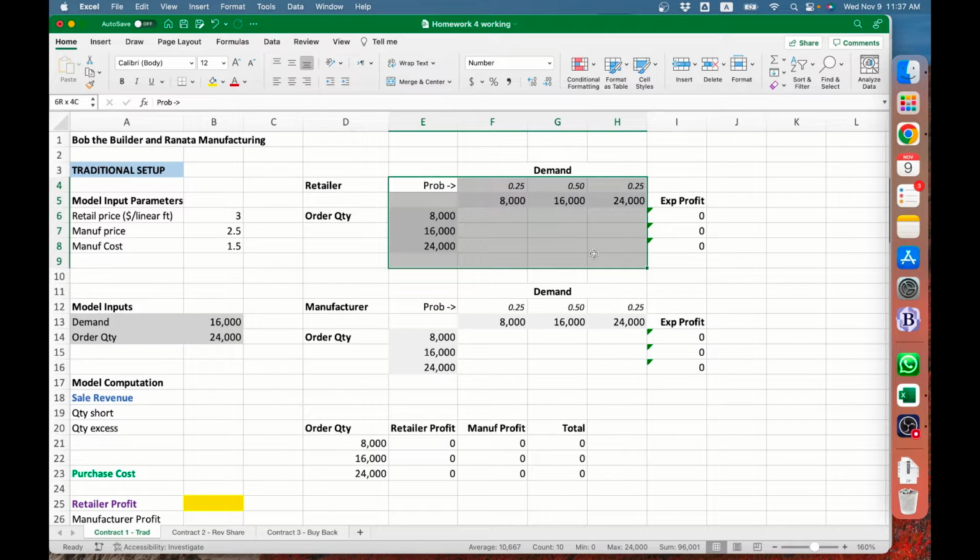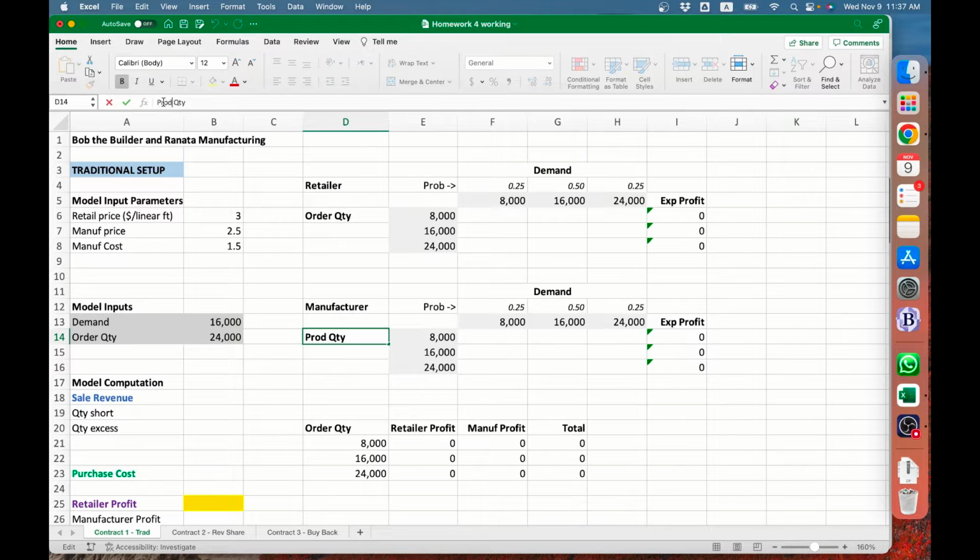Why did I put them up like this? Because I want to fill out this table to see, for each combination of demand and order quantity, what is the profit of the retailer. And same thing for the manufacturer, except here it's not going to be order quantity. It's going to be production quantity, how much the manufacturer produces. And obviously this production quantity is going to equal whatever the retailer orders. So if the retailer orders 16,000, the manufacturer will produce 16,000. If the retailer orders 8,000, the manufacturer will produce 8,000.